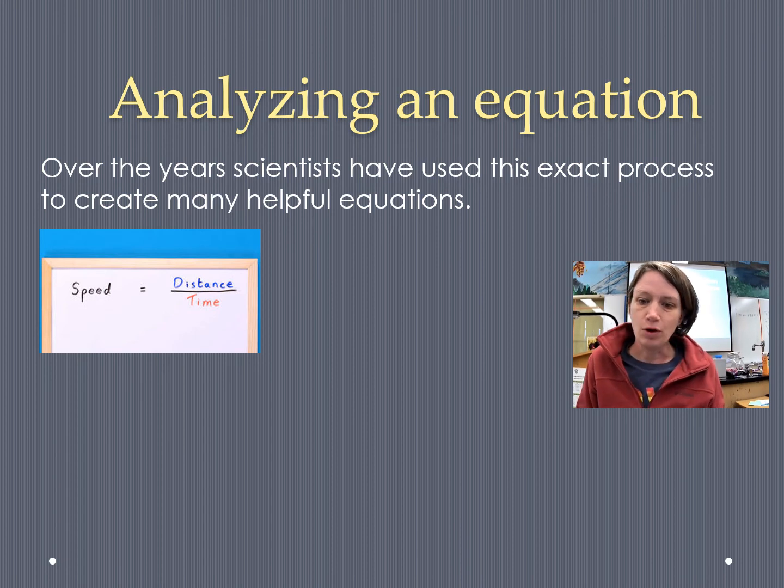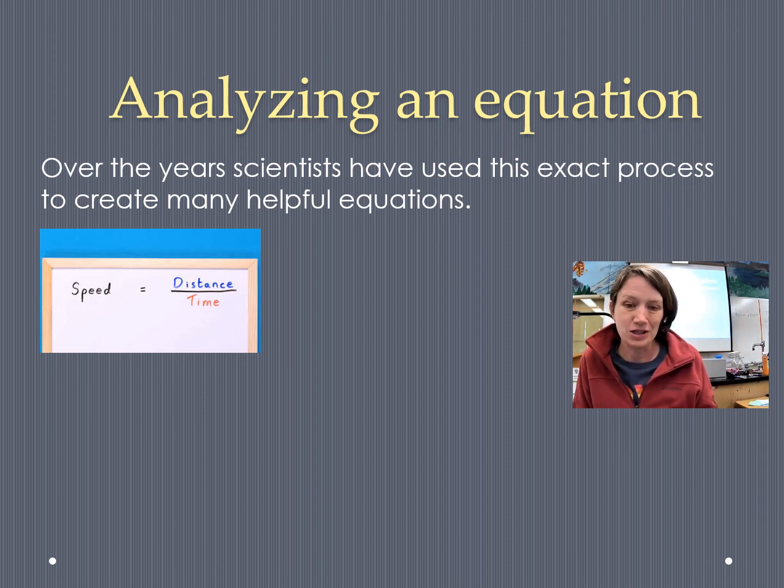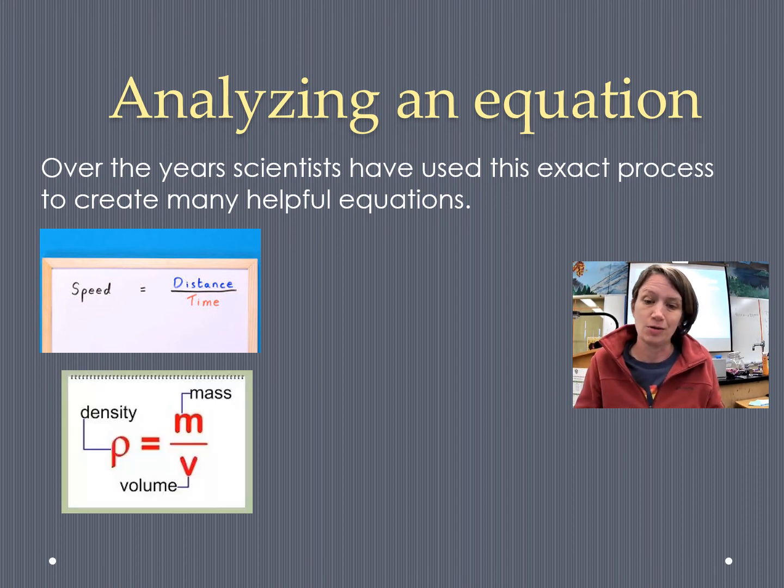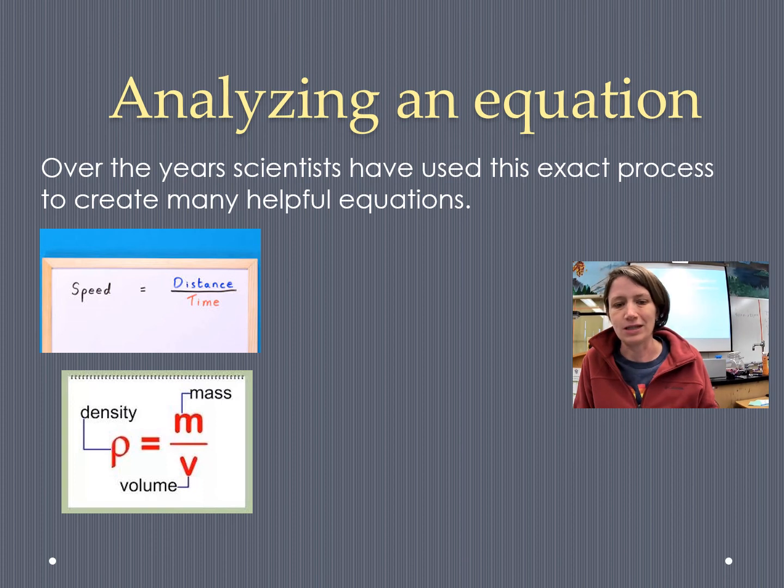So for example, maybe you've seen this equation before, speed equals distance over time. We're going to be using that equation in this unit, but we can tell that distance is going to have a linear relationship with speed just from the equation because it's on the top of the fraction. And we know that time is going to have an inverse relationship because of where it is in the equation. Maybe you've used this equation in a math class or a science class before. Density is equal to mass over volume. Again, we see one linear relationship on the top and an inverse relationship on the bottom.